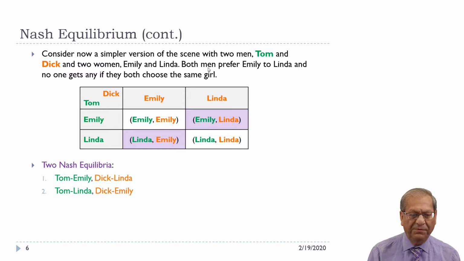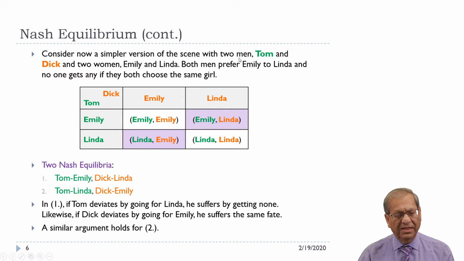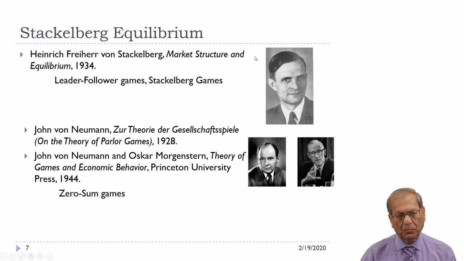Now, if you look at the table, we have two Nash equilibria, both shown in purple. One is Tom, Emily, and Dick, Linda. And the second one is when Tom chooses Linda and Dick chooses Emily. In the first equilibrium, if Tom deviates by going for Linda, he suffers by getting none. Likewise, if Dick deviates by going for Emily, he suffers the same fate. A similar argument holds for the second equilibrium.